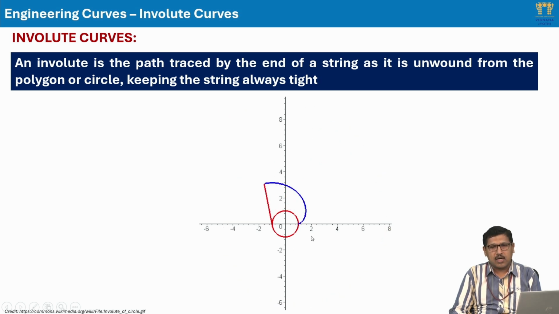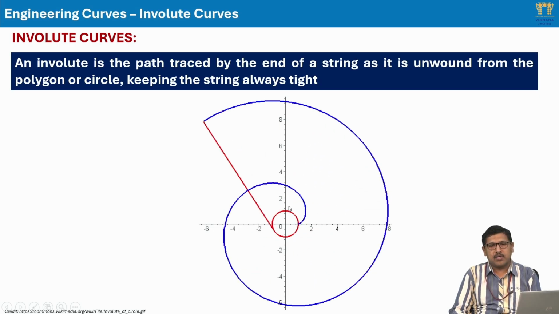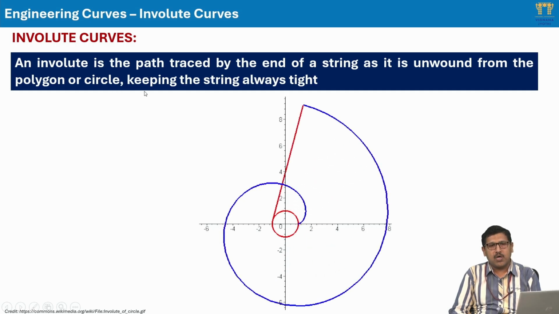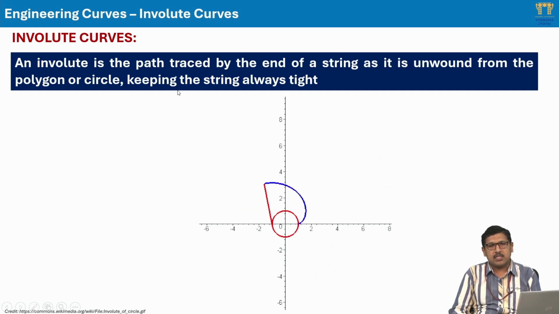You are able to see a circle over here, and we are assuming that there is a thread wound on it, and slowly we start unwinding it. One end of the thread, which is free, as you can see here, is tracing a path, and that path is called an involute. So technically it is a path traced by the end of a string as it is unwound from the polygon or circle, keeping the string always tight.